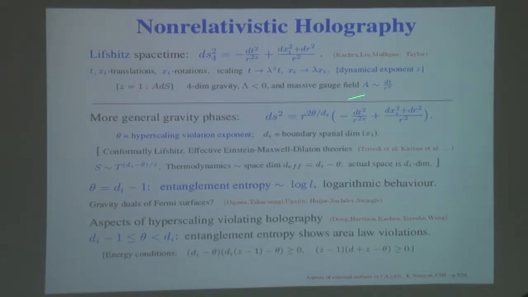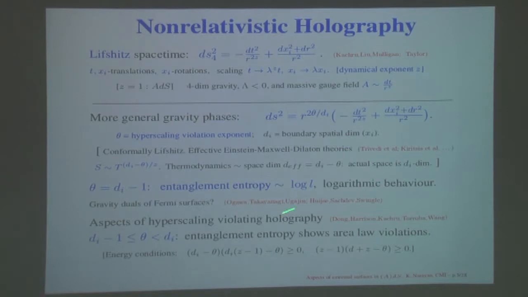these more general gravity phases are hyperscaling violating phases. They're conformal to Lifshitz. They arise in effective Einstein-Maxwell dilaton theories, and there's also a long history of this. The actual boundary space dimension of these theories is di. But if you look at the thermodynamics, for example by constructing black holes in this, the thermodynamics reflects an effective space dimension which is di minus theta. And that's where the name hyperscaling violation comes from. The theory has thermodynamics like a fractal space dimension in some ways, ruining hyperscaling in the conventional critical phenomena sense.